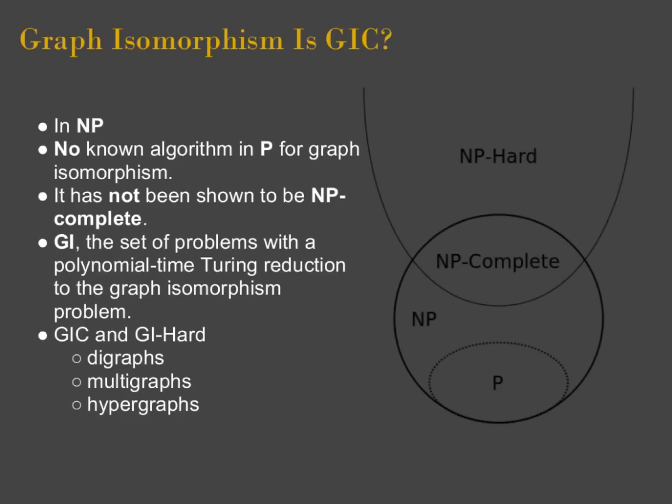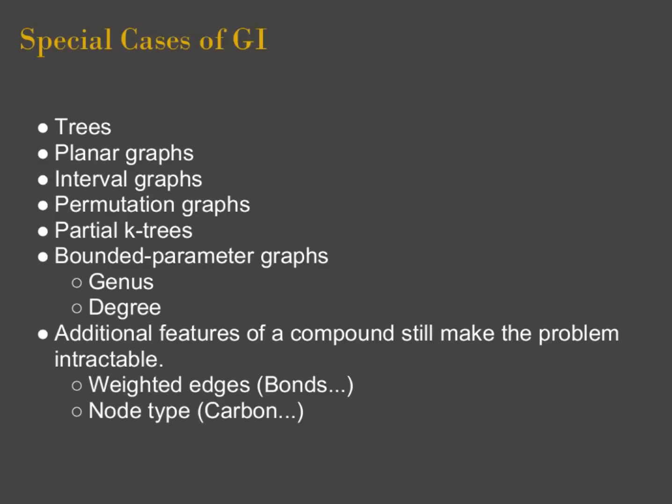And so there are problems that are equivalent to the graph isomorphism problem, which are said to be in this GI set, so the GI class, excuse me. And remember, those would be sets of problems with polynomial time Turing reduction to the graph isomorphism problem. And there are several problems like this or similar to this, and problems that also exist in GIC and GI hard. You might be familiar with digraphs and multigraphs and hypergraphs, and they fall into some of these computation classes. So graph isomorphism is an interesting problem. It's not as traditional as some of the other problems.